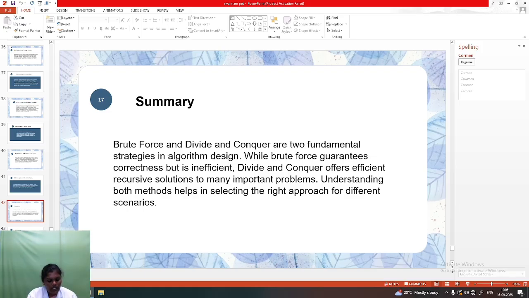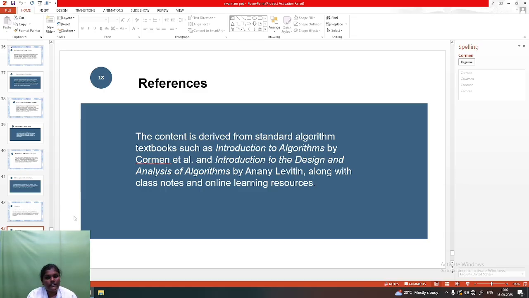An approximation algorithm is designed to find a near-optimal solution to NP-complete problems in polynomial time. Exact solutions for NP problems are often computationally infeasible and take exponential time. Approximation algorithms provide good solutions quickly, with performance guarantees as key factors. The references for the contents were derived from standard algorithm textbooks, such as Introduction to Algorithms. So, reference books.